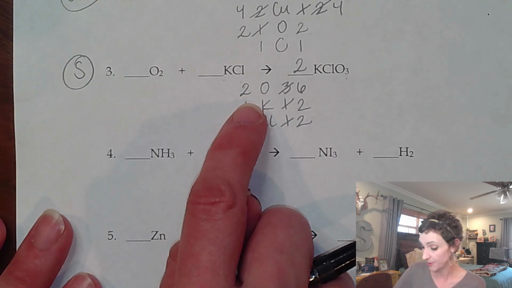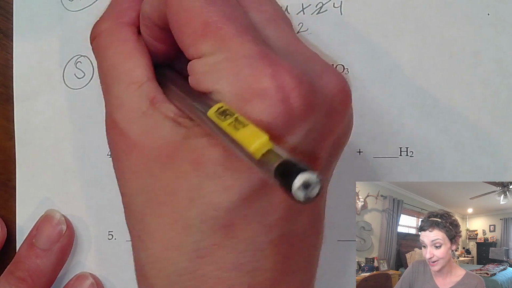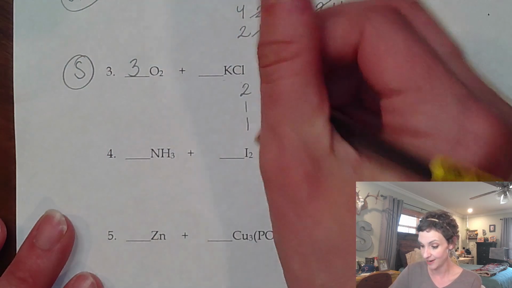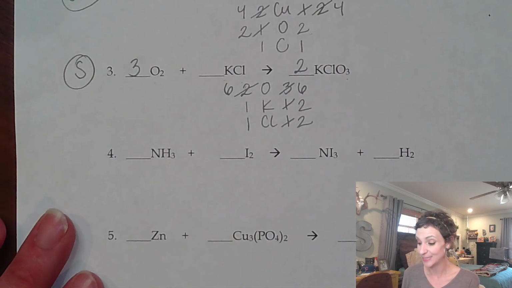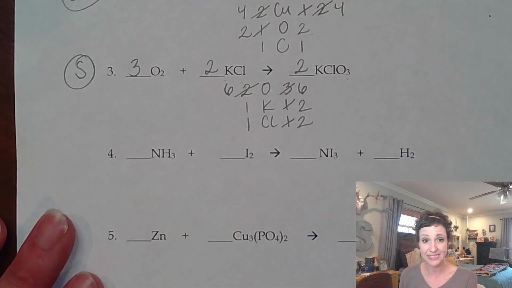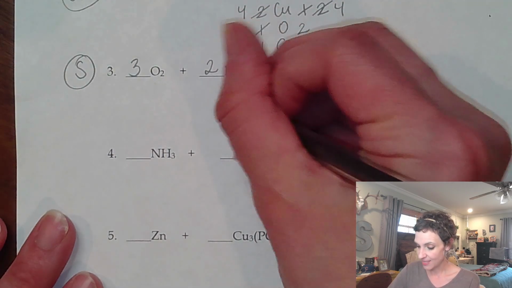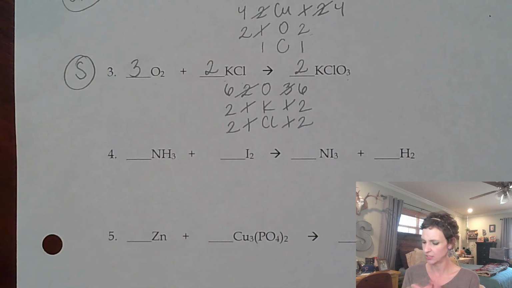I don't know why I didn't start with that. Can I get 6 oxygens over here by putting a 3 coefficient in front of O2? Yup. Oxygens balance, and watch how quickly I can balance both my potassiums and my chlorines. I can put a 2 in front of potassium chloride, and that makes my inventory look so nice. Okay, so that's my even, odd, double the odd.